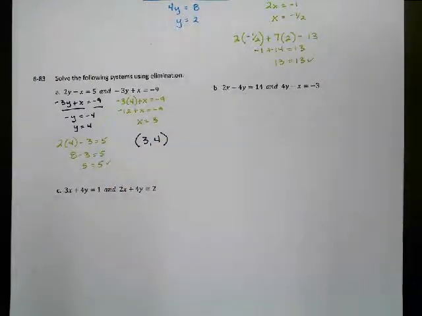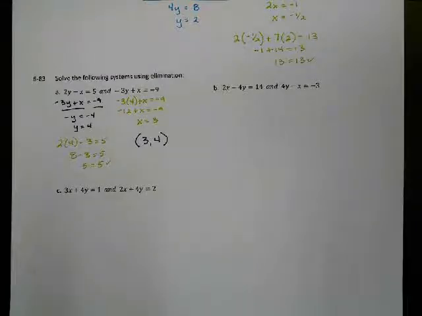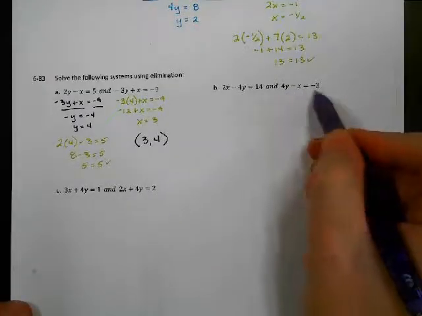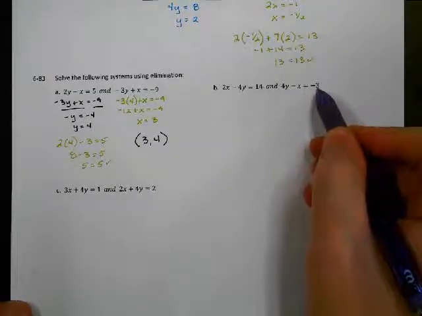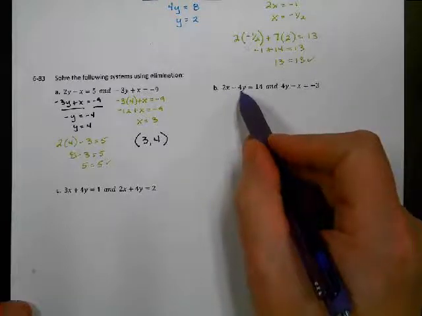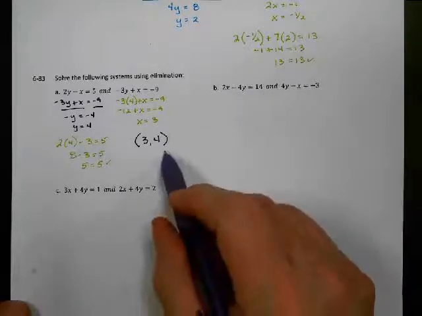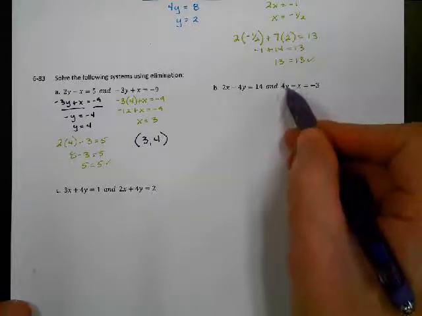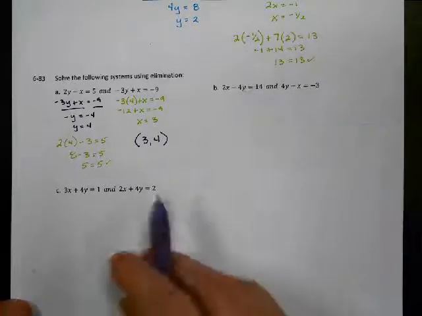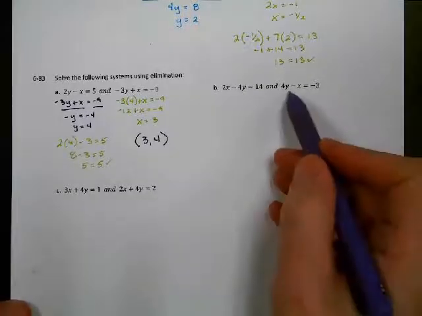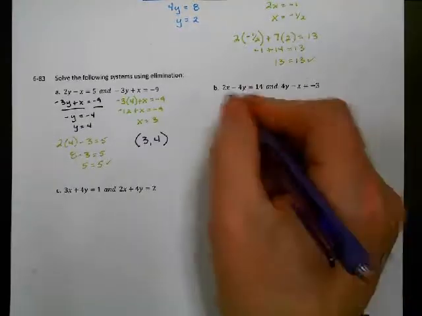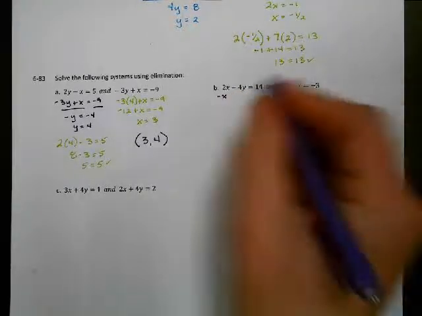Okay, next one. I've got 4y minus x equals negative 3. And over here I've got 2x minus 4y equals 14. Now on this one, is anything going to eliminate? Yes, the y's are. Positive 4y, negative 4y. I'm going to flip it around a little bit. Instead of writing 4y minus x, I'm going to write negative x plus 4y. That's okay. You can do that. All right, you can switch your order.